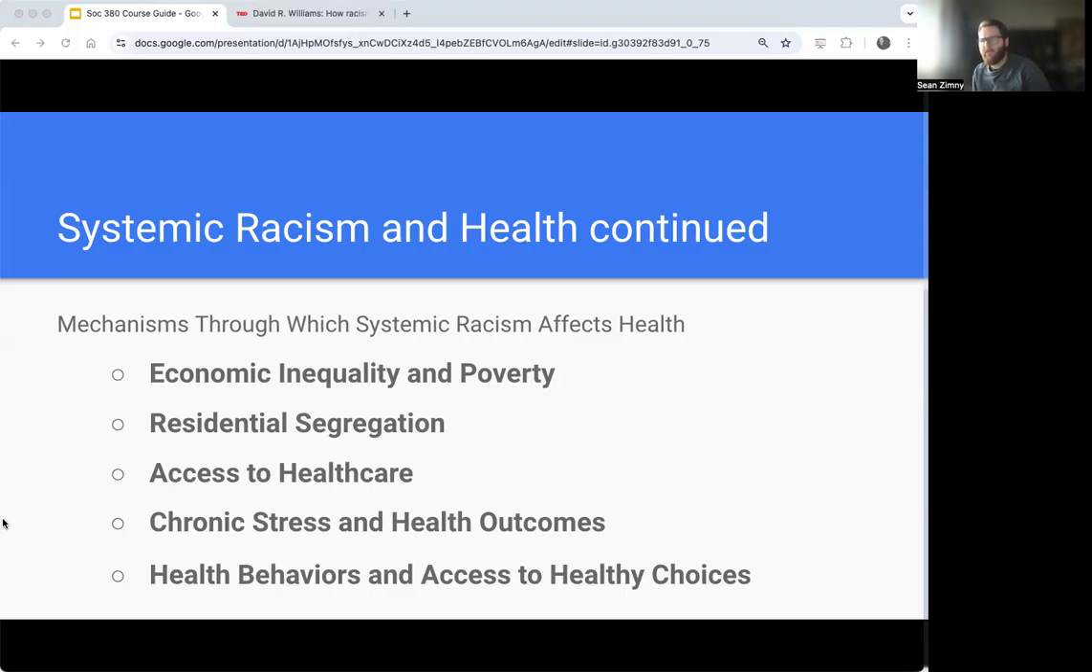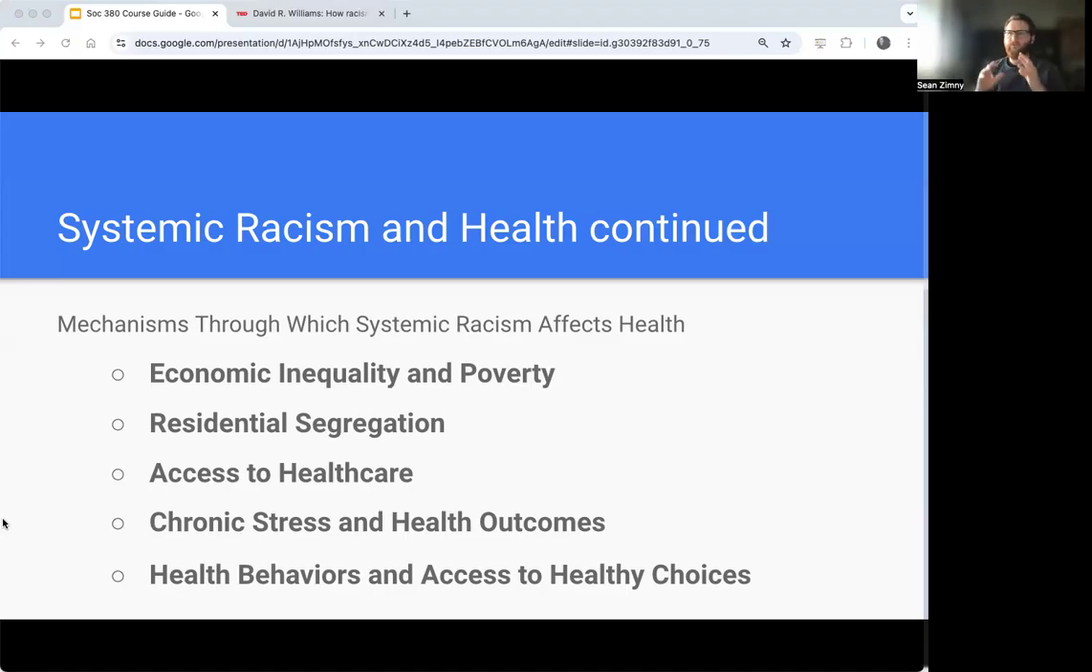And then cultural and social factors are important too. Health behaviors cannot be separated from the social contexts that shape them, right? The normalization of unhealthy food environments and reduced access to physical activity due to safety concerns further contribute to health disparities. And you can't separate the two.